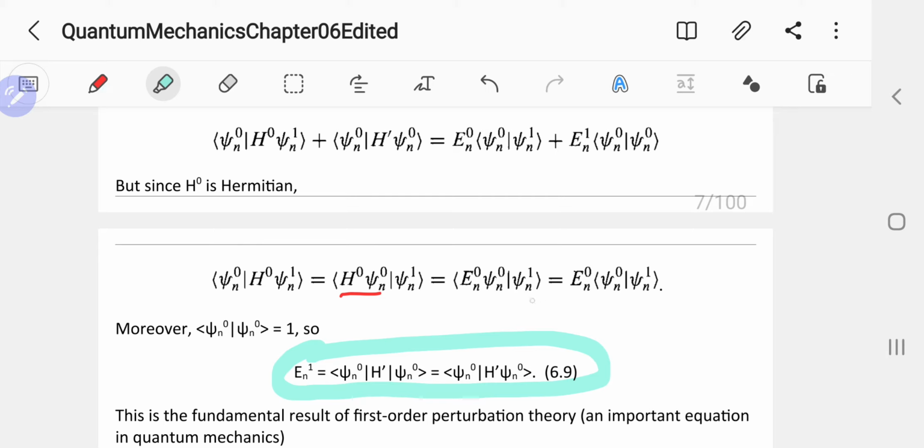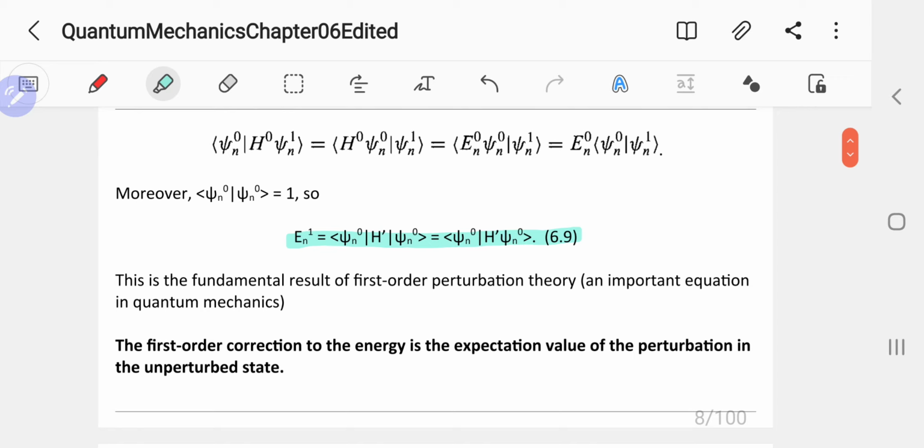So I can also write this as, yeah, this is just when the bar is not written or is not placed there. So anyway, that's the first order correction. So we have to remember this. The first order correction to the energy is the expectation value of the perturbation in the unperturbed state.